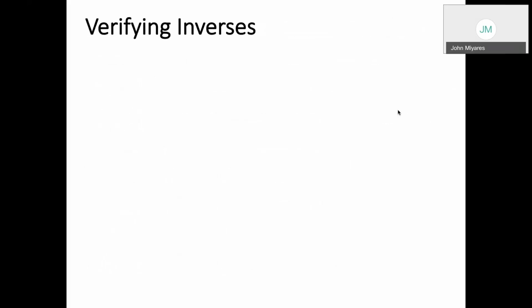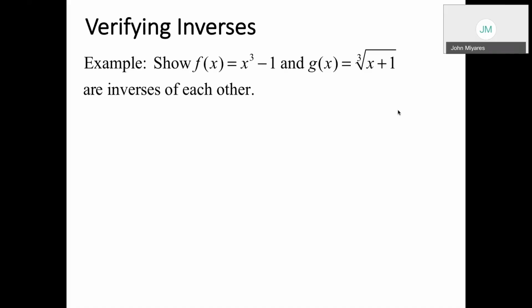Let's look at another example where we are verifying inverses, but this one maybe you can try on your own. Here, we want to show that the function f of x equals x cubed minus 1 and g of x equals the cube root of the quantity x plus 1 are inverses of each other. Go ahead and pause the video to try to work this one out. See if you can take f of g of x and g of f of x and get them to both come out to be plain old x.